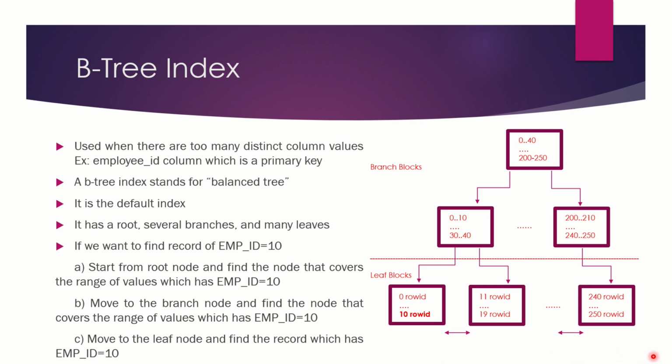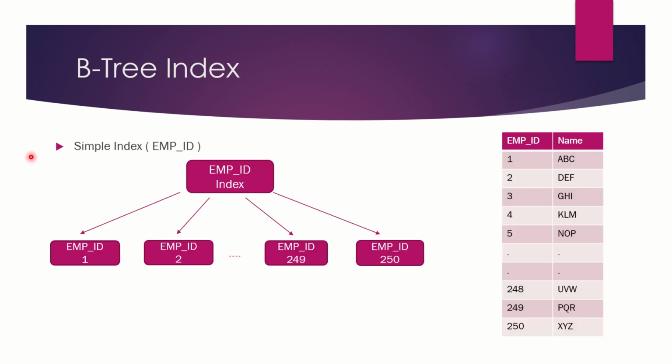A B-tree index can be simple or composite. In case of a simple index, only one column will be indexed and one index entry will be created for each value of the indexed column. For example, when you create a simple index on an employee ID column, one index entry will be created for each employee ID starting from 1 to 250.